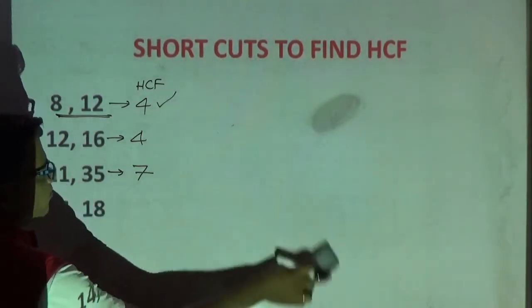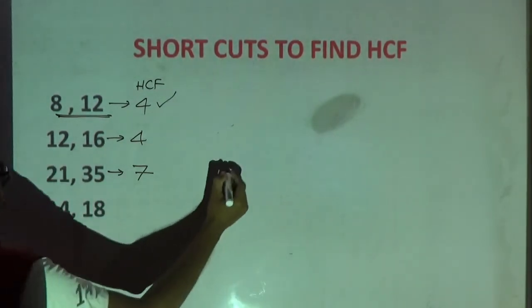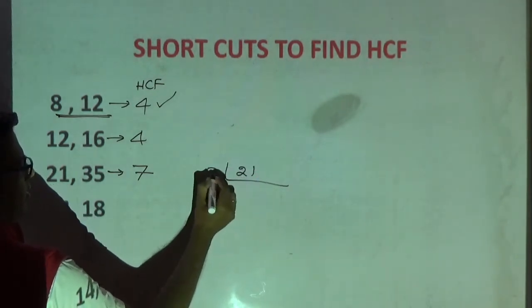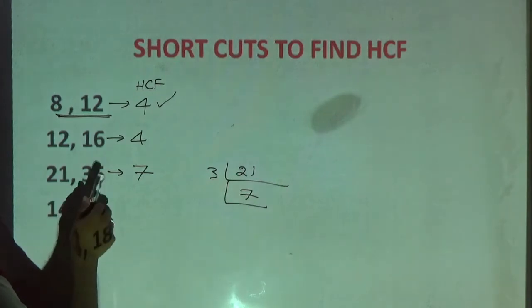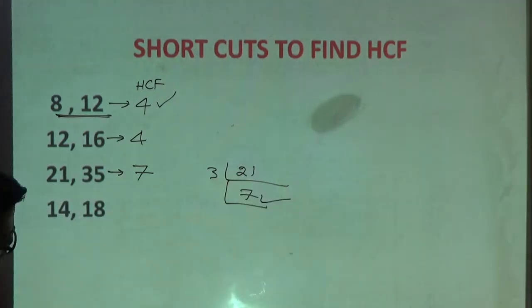Another second method, how to find out the HCF. For 21, I can write 3 ones are 3, 3 sevens are 21. From 7 I can divide 21 and 35. Therefore HCF is 7.